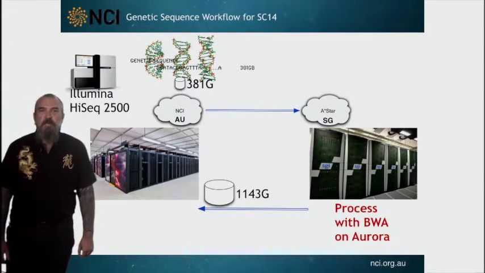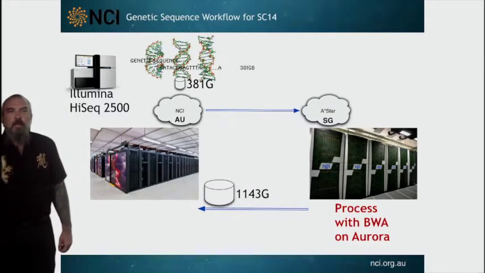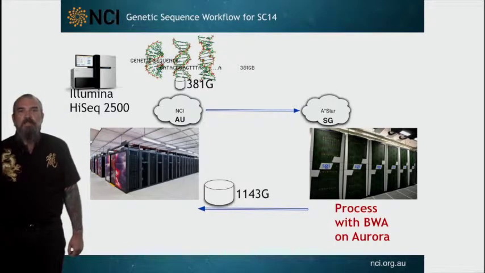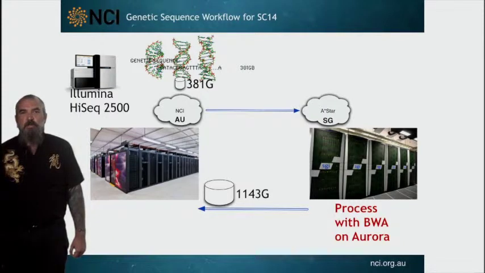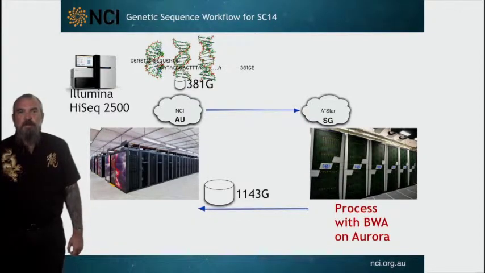This diagram shows our genetic sequence workflow. Originating from an Illumina HiSeq 2500 device at the John Curtin School of Medical Research, we generate a 381 gig dataset, which is then transferred to Singapore, processed using BWA on Aurora, and the resultant 1.14 terabyte dataset returned to NCI in Canberra.